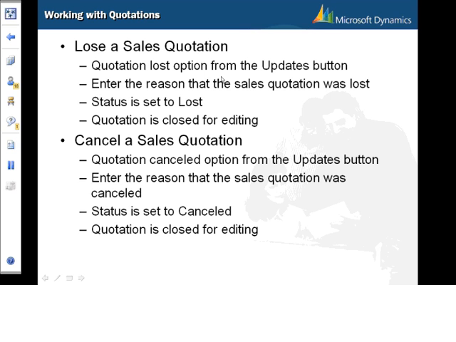So shall I repeat? It's the quotation lost option from the updates button. Enter the reason that the sales quotation was lost. Status set to lost, and quotation is closed for editing. There is another option, which is to cancel the sales quotation. To set the status of a sales quotation to cancel, again select the quotation cancel option from the updates button, and the user is prompted to enter the reason that the sales quotation was cancelled. It's very similar to lost quotations. And the quotation status is then set to cancelled, and the quotation is closed for editing.